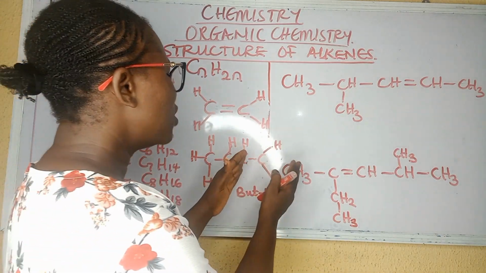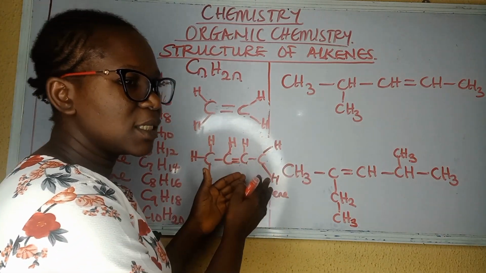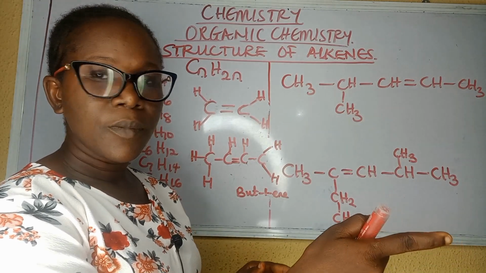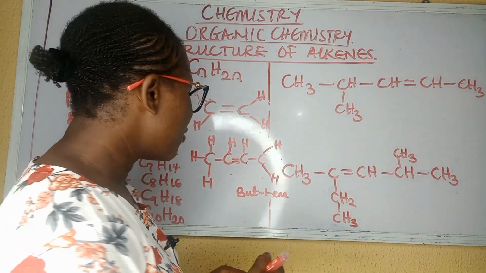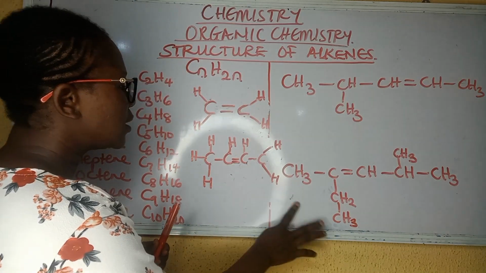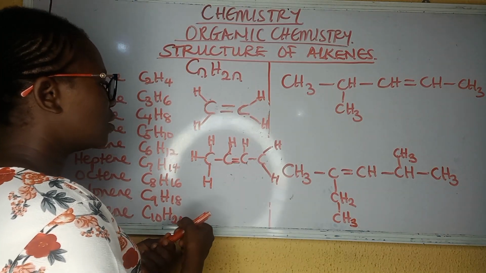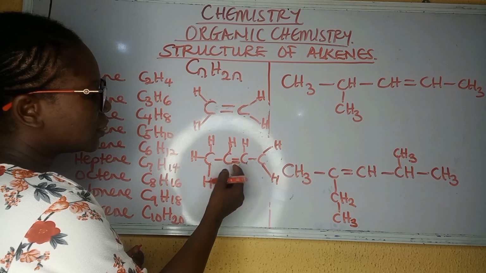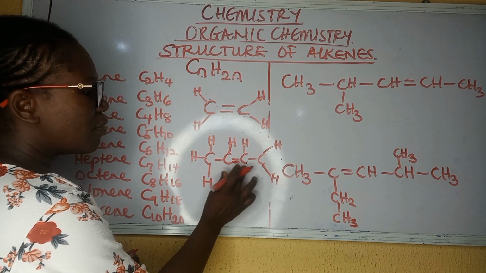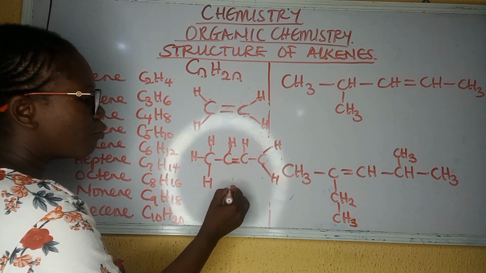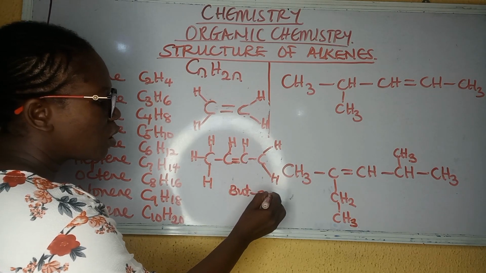But if it's 2 from this side and 3 from this side, we are settling for 2. It means in numbering, we start from where we have 2. Our carbon 1 will be found there. So in this case, we end up having but-2-ene. You can see that the presence of the extra bond shows that 2 atoms of the element will be gone here. So we have but-2-ene.